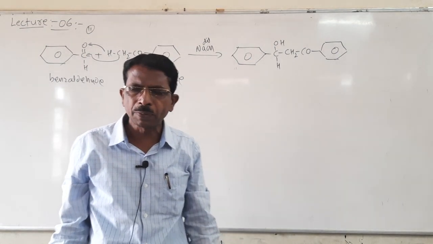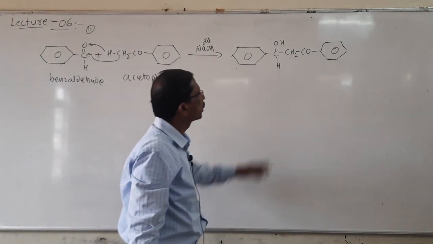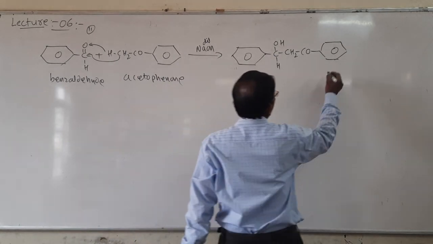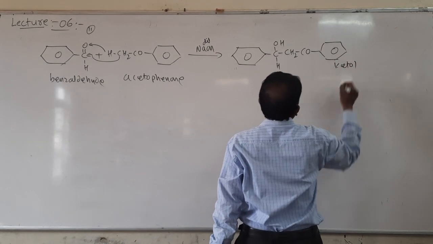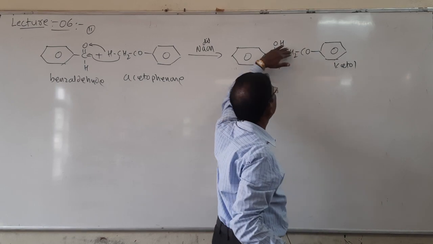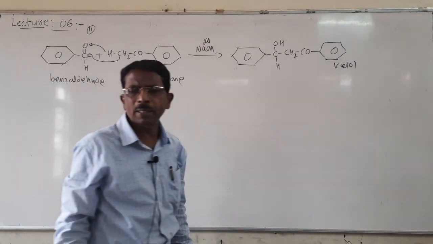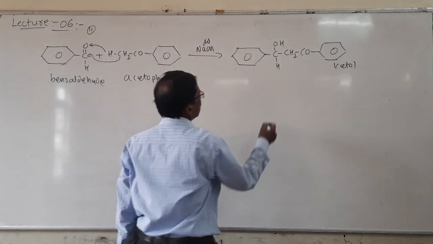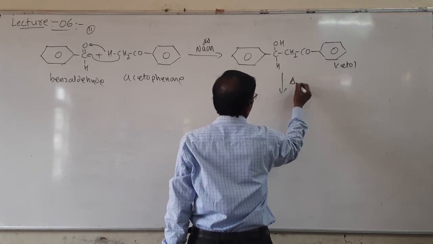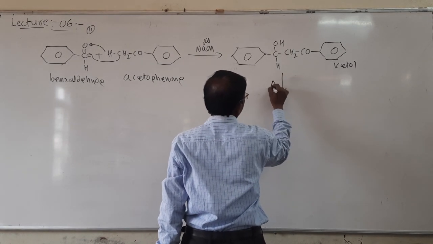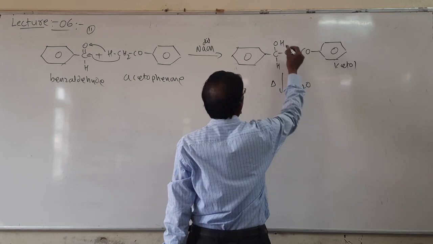So what happens when it is heated to high temperature? It is called a ketol. Here the ketonic group is there, and here the alcoholic group is there, so it is called a ketol. So what happens when this ketol is heated to high temperature? When it is heated to high temperature, it loses a water molecule.